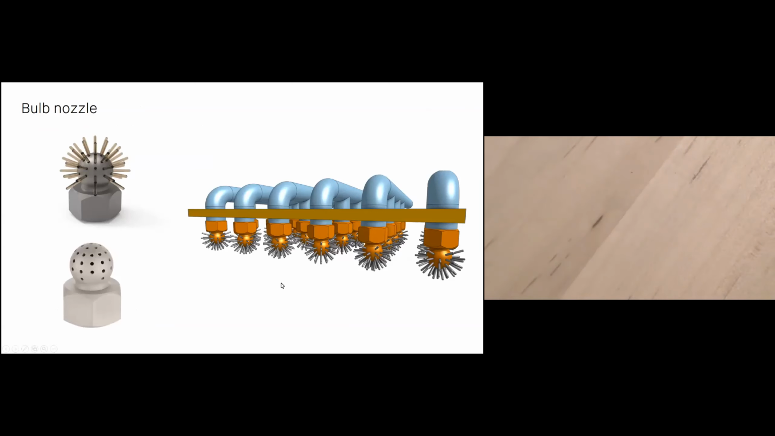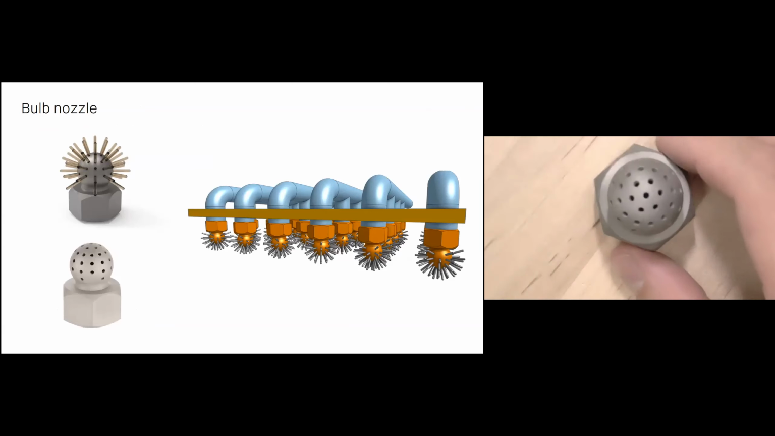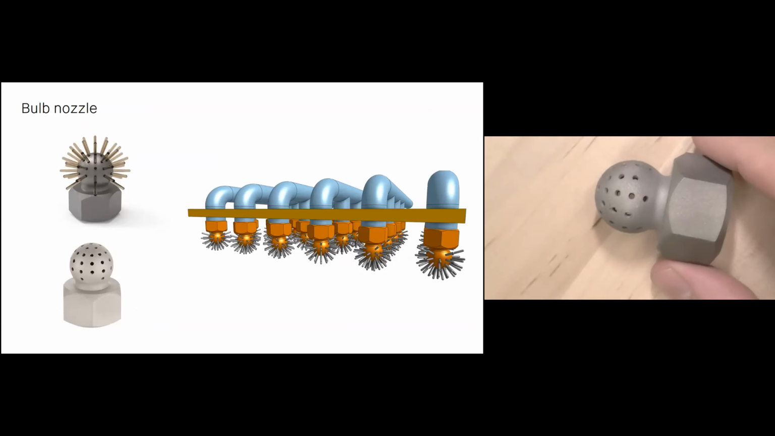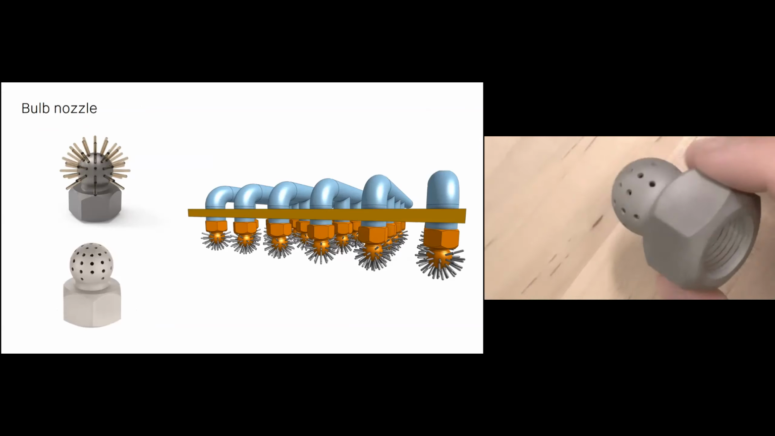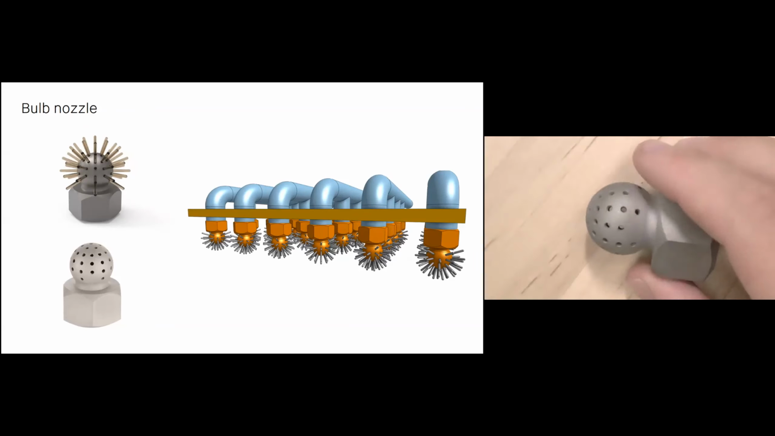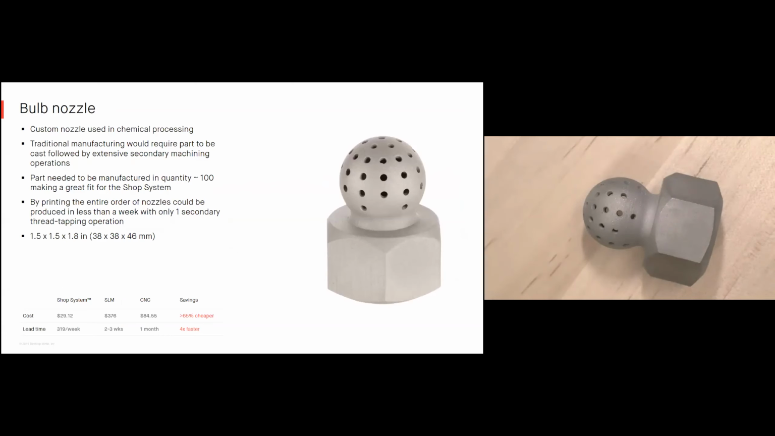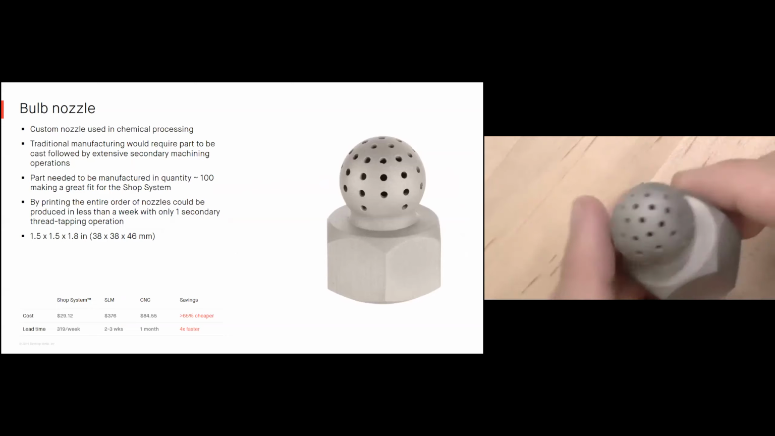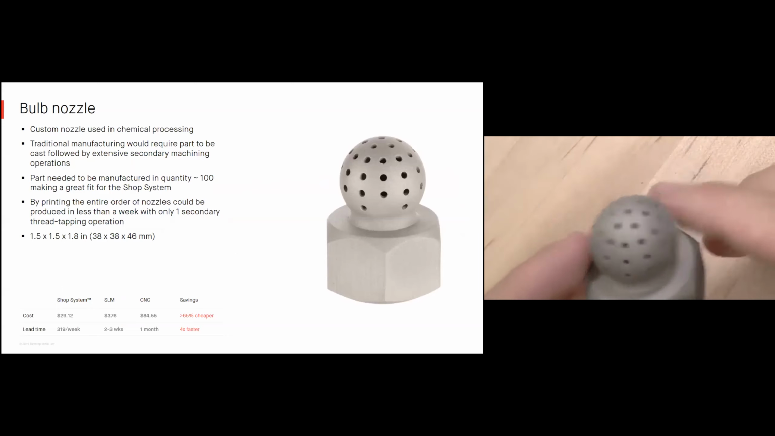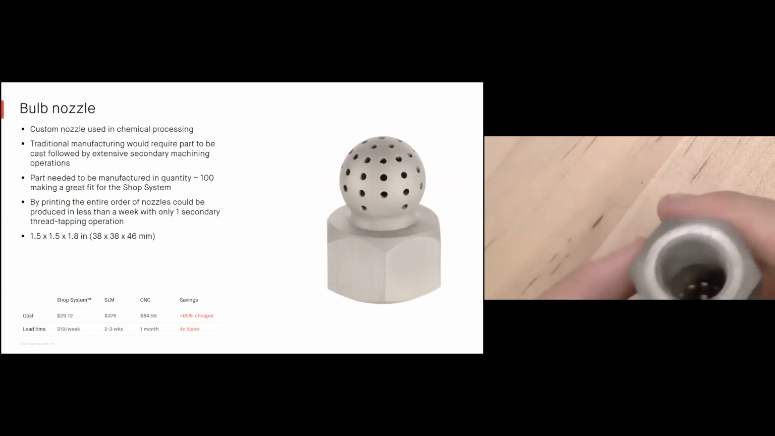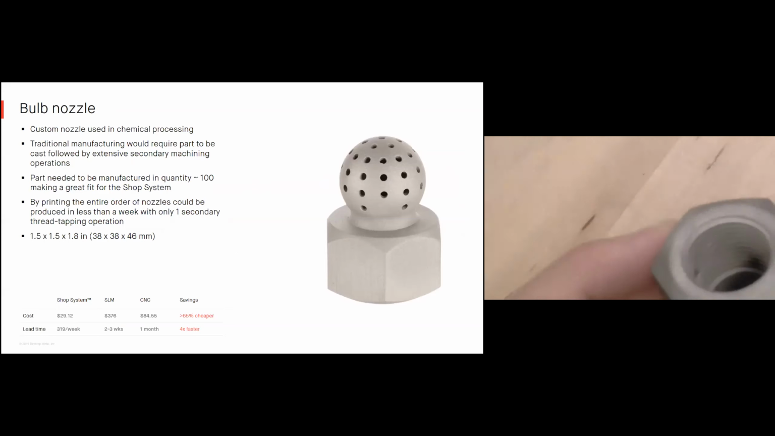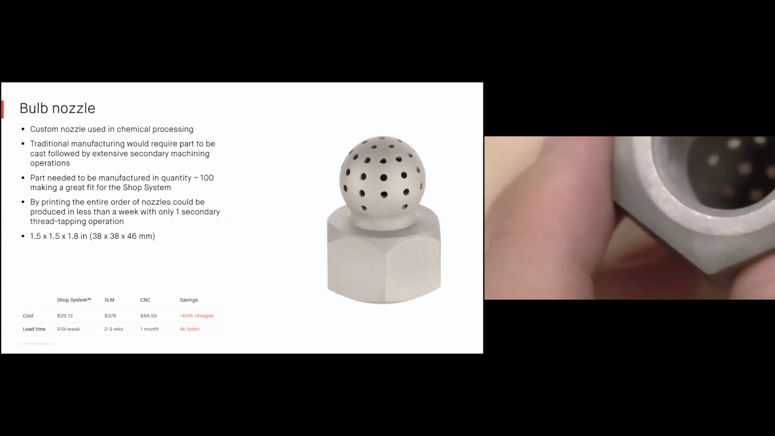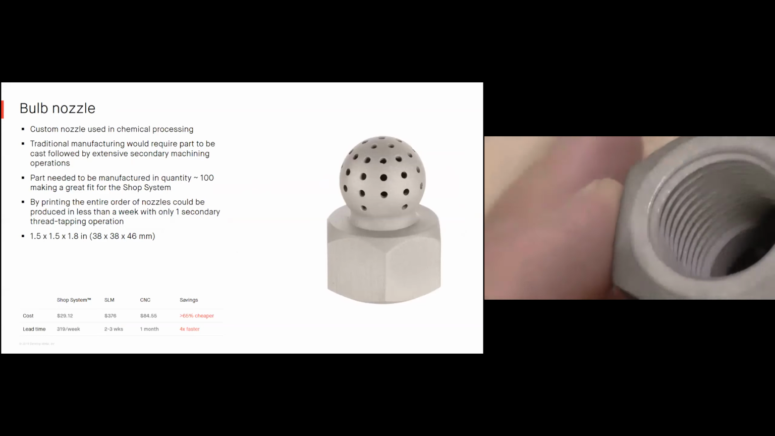Bulb nozzle. As you can probably get why it's called that, it's used in a chemical processing plant for spraying a gas. Traditionally, this part was cast, followed by some extensive secondary machining of some of this geometry, as well as the bottom threads that are on this part here. Hopefully you can see that. But those threads are printed right into the part.